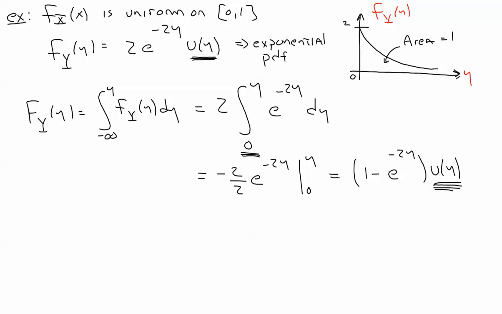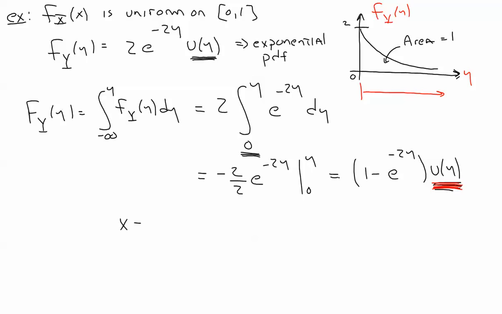So, the reason that my cumulative distribution function in y has to have the step function is because y is never less than 0. Y is always a positive value. Okay? So now we know what the cumulative distribution function is.